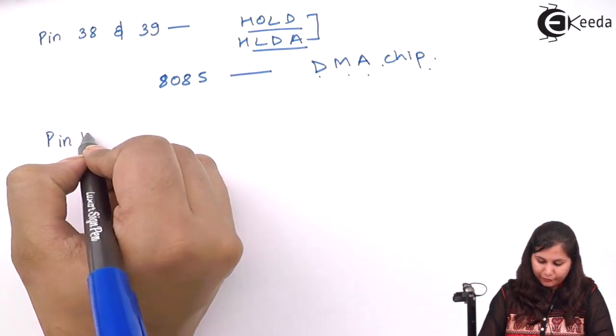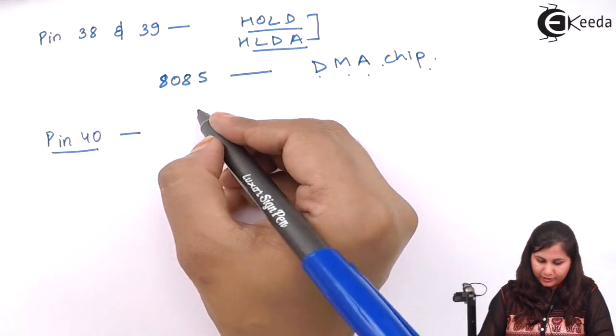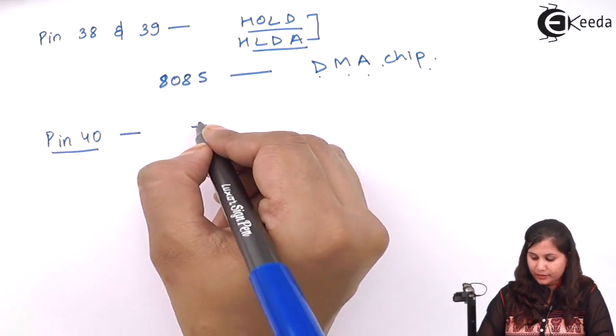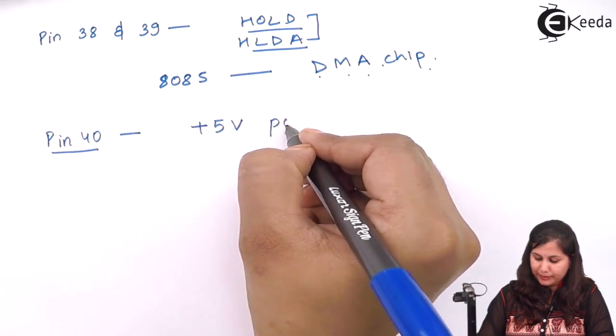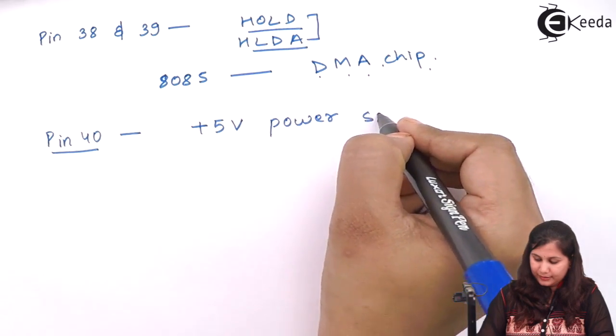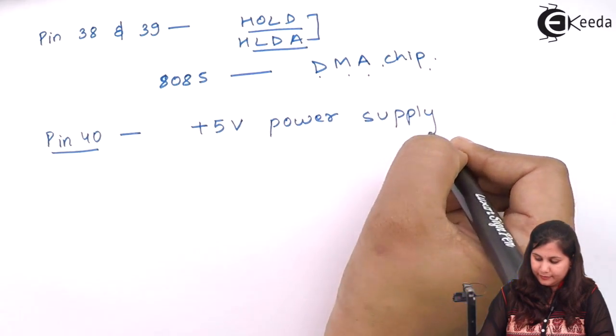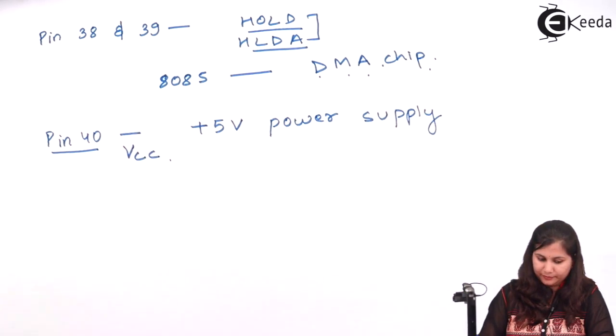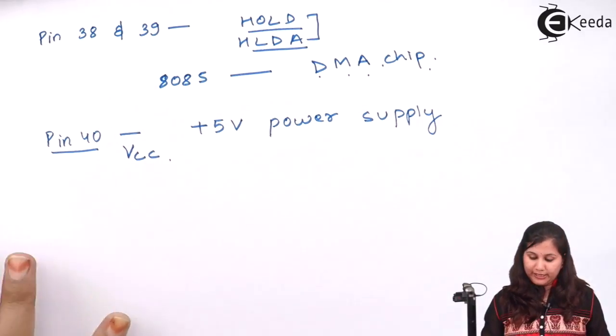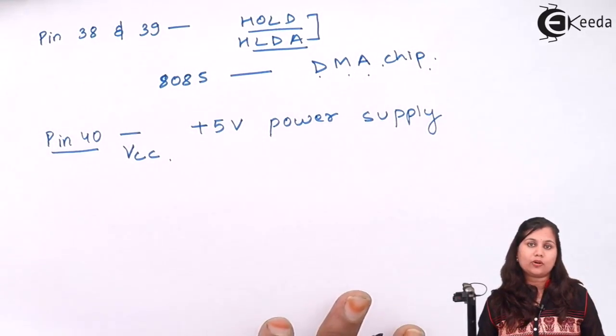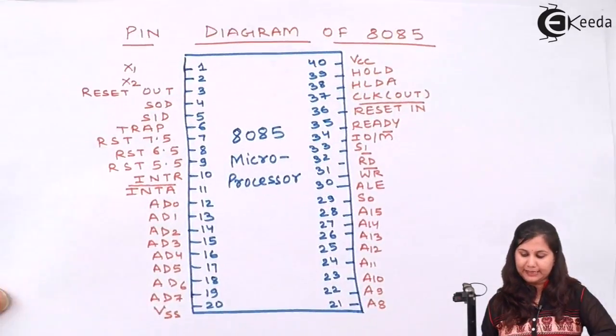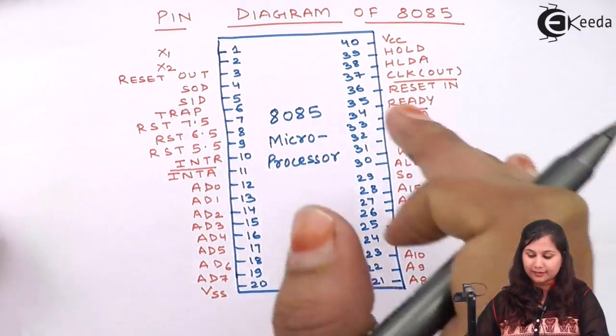Then we have pin number 40. Here it is the source, the plus 5 volts power supply. It is connected. It is the VCC point. So these are the 40 pins of the 8085 represented by the different signals.